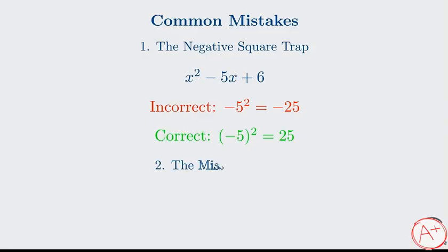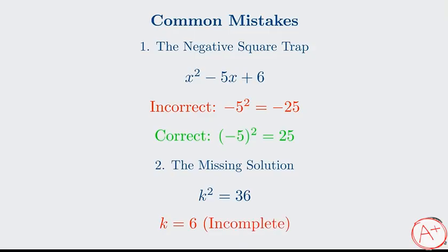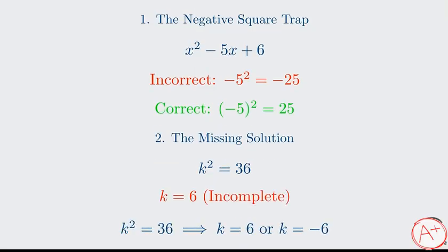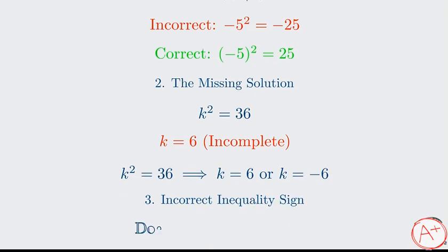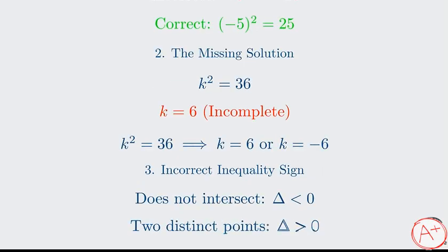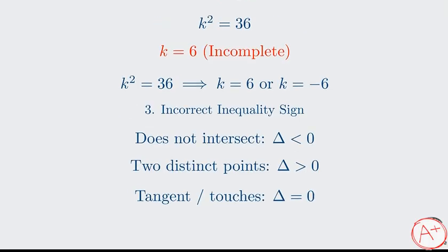Second, the missing solution. As we saw earlier, when you reach a step like k² = 36, do not just write k = 6. The examiner expects both values. Forgetting the negative root usually results in the loss of the final accuracy mark. Third, the incorrect inequality sign. Students often confuse "does not intersect" with "intersects at 2 points." Read the wording carefully. If the question says the line meets the curve, it could mean 1 or 2 points, so you would use delta ≥ 0.